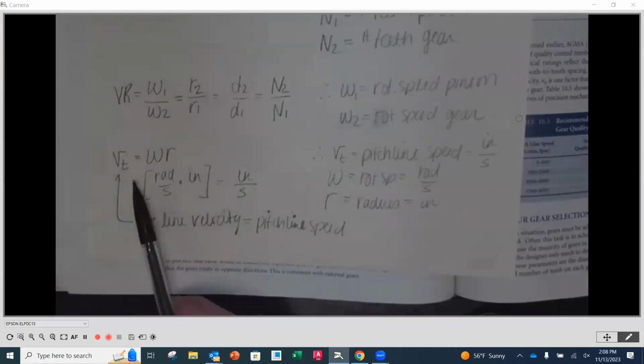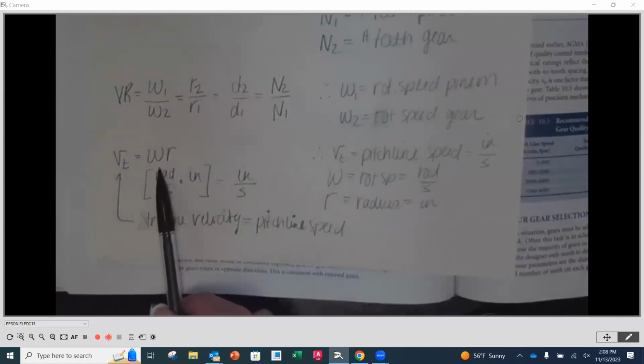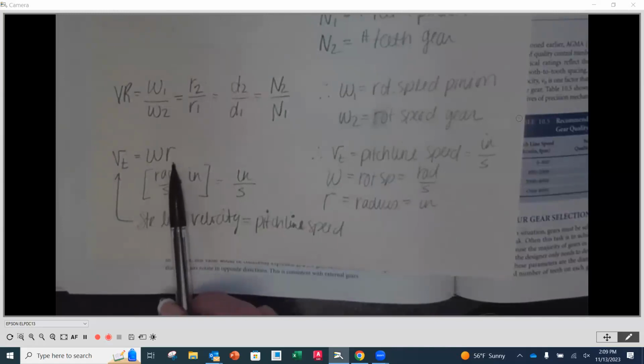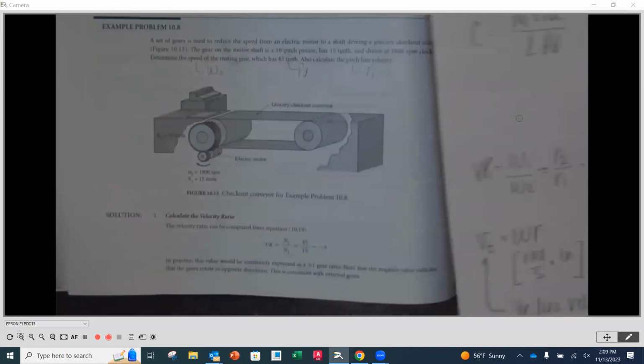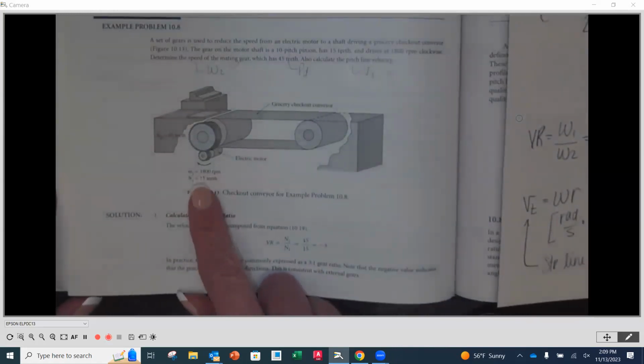So for pitch line speed, we're going to take the W1 or the 1800 RPMs, and we're going to multiply it by the radius back to the center of rotation. Ooh, radius back to the center of rotation. We're only given number of teeth and the diametral pitch.